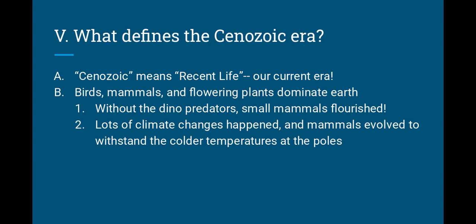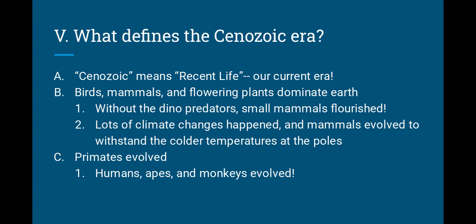So lots of climate changes happened during this time. Mammals then started to evolve to withstand colder temperatures at the poles, and a lot of them moved towards the equator where it was warmer. And then this is important to us. We had all of the different species of primates evolve during this time. That includes us, humans. Humans, apes, monkeys, and all of the ancestors of all of those groups evolved during the Cenozoic era.